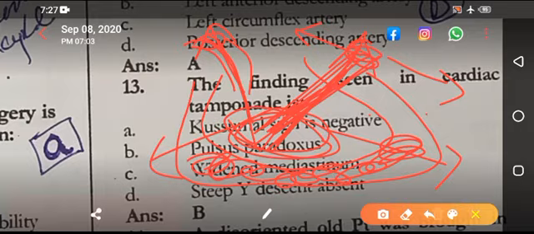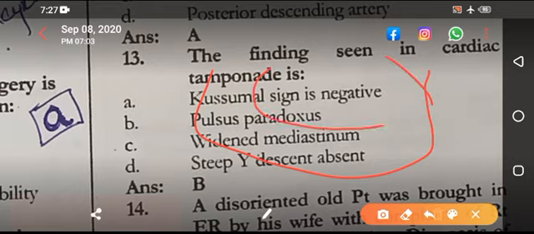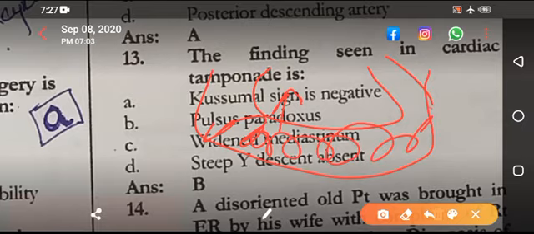cardiac tamponade. Because if this is your heart, and this is your pericardial cavity, and there is fluid in it, what happens? It will compress the right ventricle more as compared to the left, because the right is less muscular, so the volume of the right ventricle is further decreased.